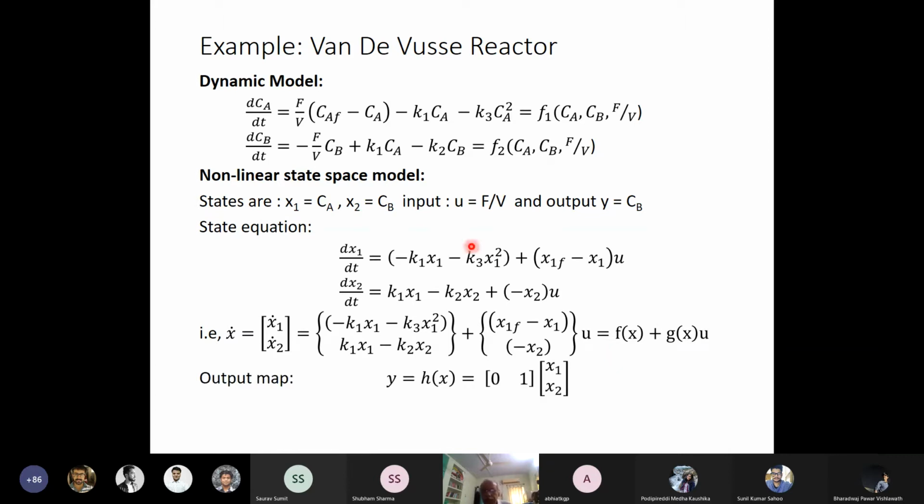And the output map: here we have seen the output y is equal to CB. So y is equal to h(x), which will be 0, 1 multiplied by x1, x2. So y is equal to x2. In vector matrix form, y is equal to 0, 1, times x1, x2. In this fashion, we can write the nonlinear state space equations.